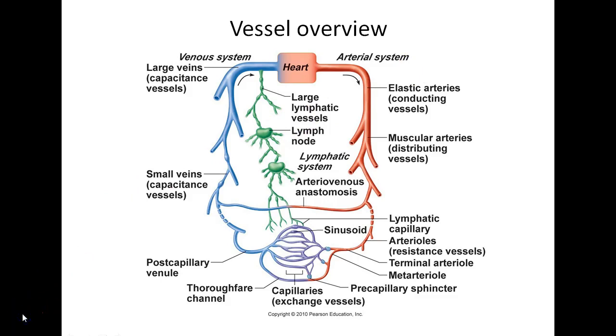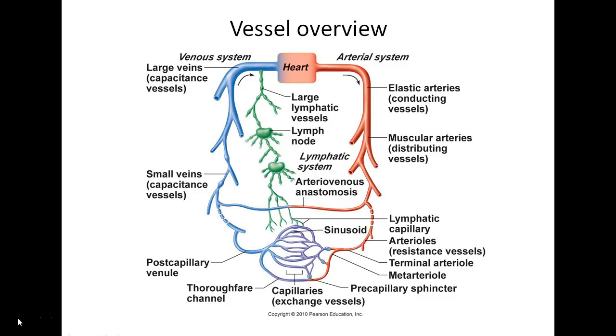Here's a nice overview of vessels we have discussed and vessels that we are just about to discuss. Let's start up here at the heart, and we'll move clockwise. Recall that this heart is going to have oxygenated blood coming out of the left ventricle. We move clockwise into elastic arteries. Again, they're elastic because they can absorb the recoil effect of that left ventricle. Those are conducting vessels leading to our muscular arteries. We call these distributing arteries because they distribute the blood to the organs they need to go to.